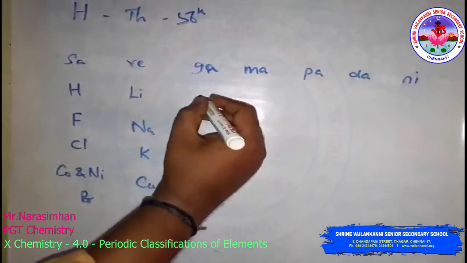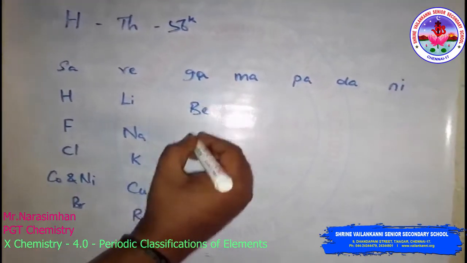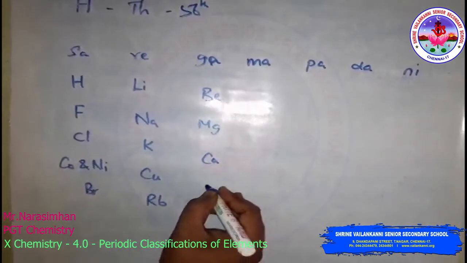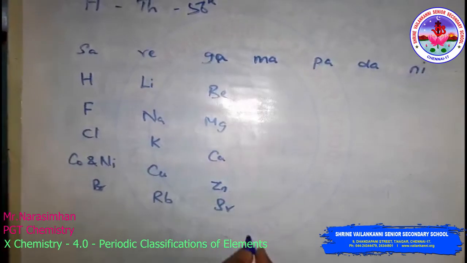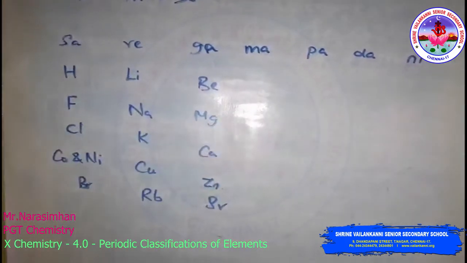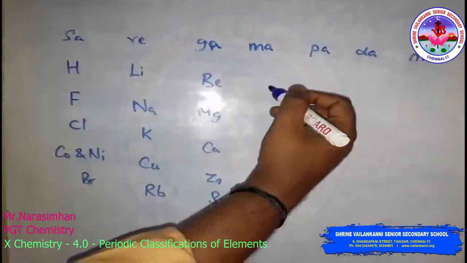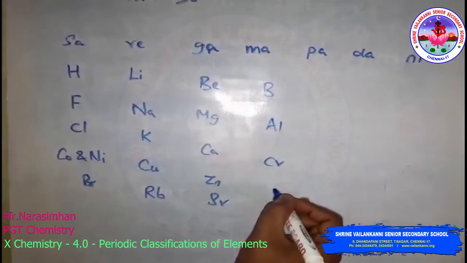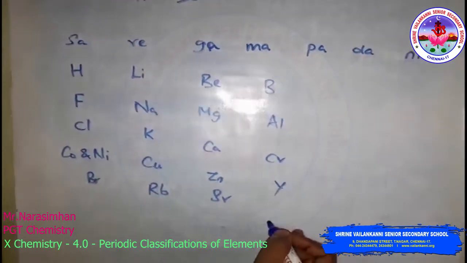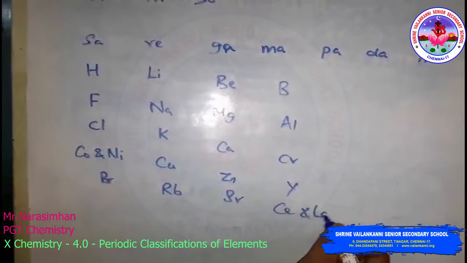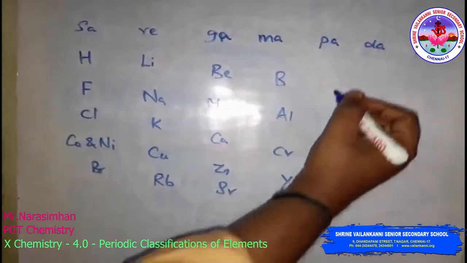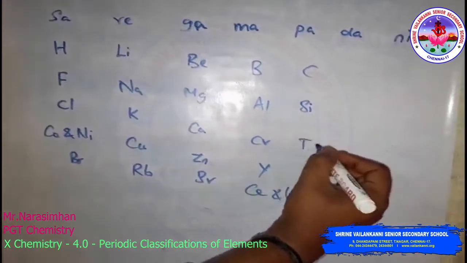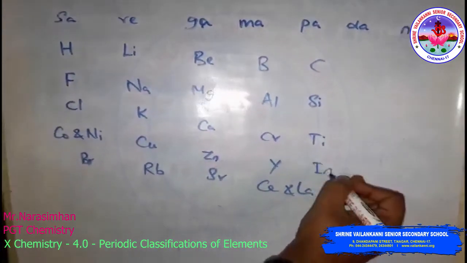Then beryllium, magnesium, calcium, zinc, strontium. In a similar way, boron, aluminum, chromium, terbium, cesium and lanthanum. Then in this series, carbon, silicon, titanium, indium, zirconium.